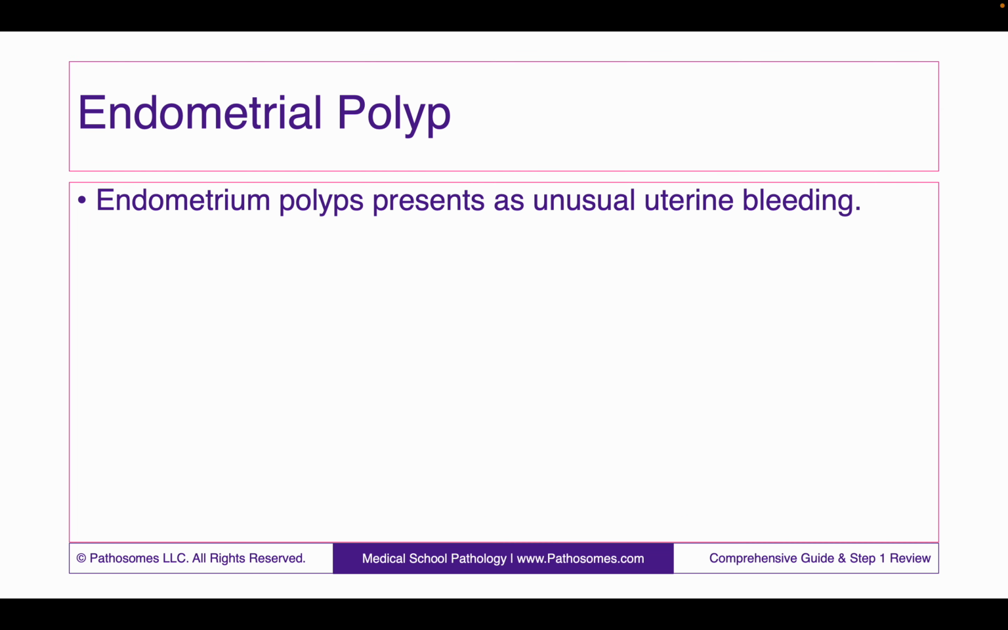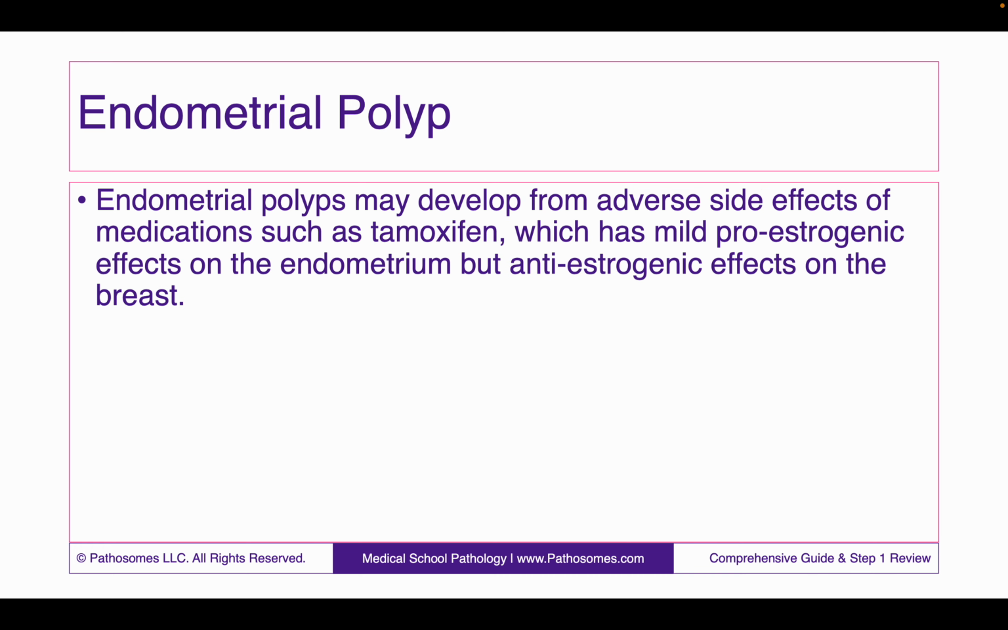Endometrium polyps typically present as unusual uterine bleeding. And endometrial polyps may develop from adverse side effects of medications, such as tamoxifen, you should know that, right? Which has mild proestrogenic effects on the endometrium, but anti-estrogenic effects on the breast.